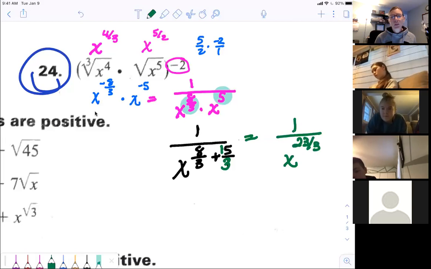So the negative exponent distributes to both exponents in the parentheses. Those exponents can move to the denominator because they're both negative, and then you need to add them together, excuse me, by getting a common denominator. So that's 1 over x to the 23/3. And it's 1 over that because the exponent was negative. So that's why it's in the denominator of the fraction. Any questions on that one, number 24?